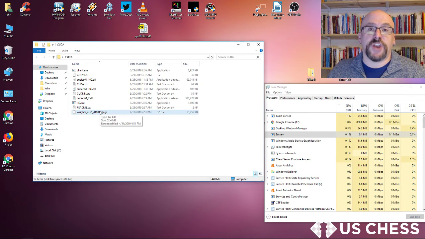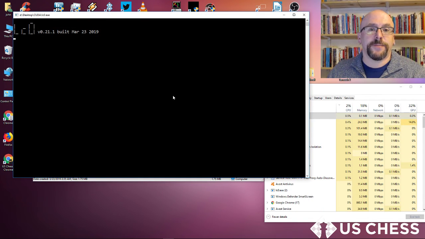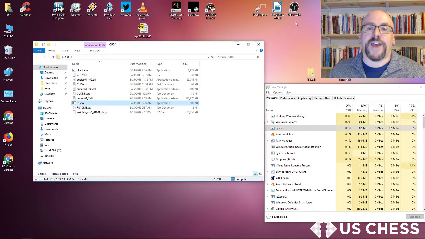You don't need to change any names. You don't need to configure anything unless you want to. If we just click on this, it'll run right out of the box. This is the UCI engine. It'll look much better if you put it in an interface. So to do that, let's go ahead and do this.